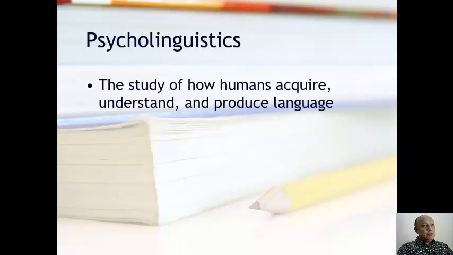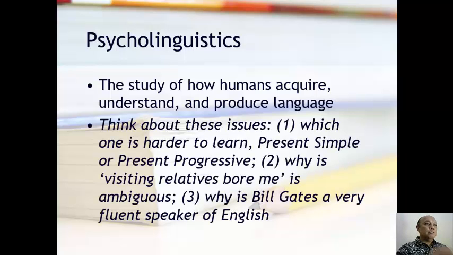Okay, in psycholinguistics you study how humans acquire, understand, and produce language. So in psycholinguistics, you will deal with these issues. Which one is harder to learn, present simple or present progressive? Why is the sentence "visiting relatives bore me" ambiguous? Why is Bill Gates a very fluent speaker of English? Now, these simple questions actually fall into the domain of psycholinguistics. When you study psycholinguistics, you seek answers to these kinds of questions.